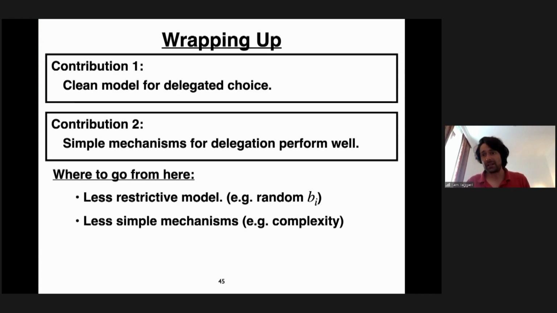Another thing you could think about is, rather than simple versus optimal mechanisms, why not just think about optimal mechanisms? How hard is this to compute? We don't have a lot of good ideas here either, but I think it's a really important and interesting question. Cool, so that's where I'll stop. Thanks for your attention.